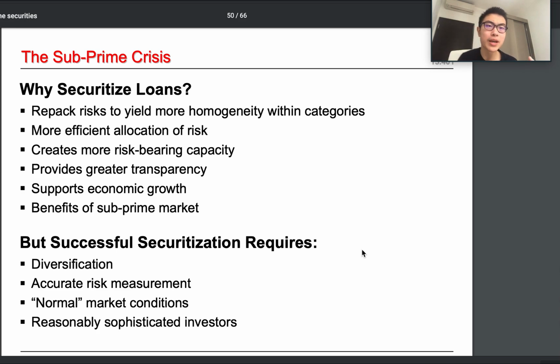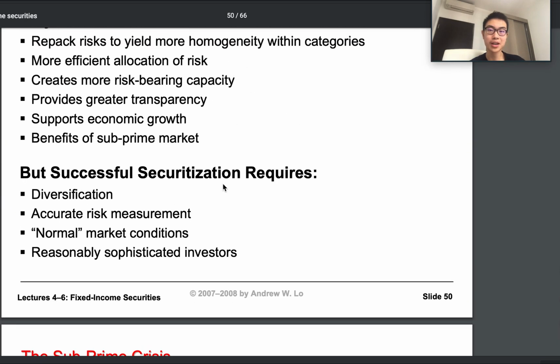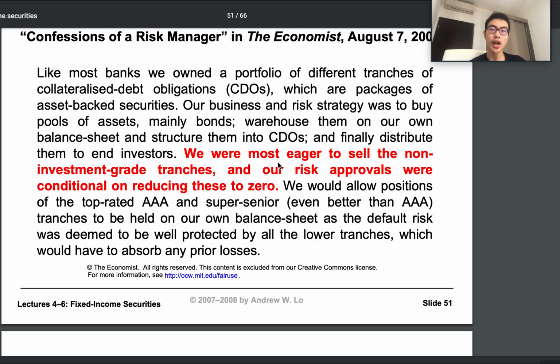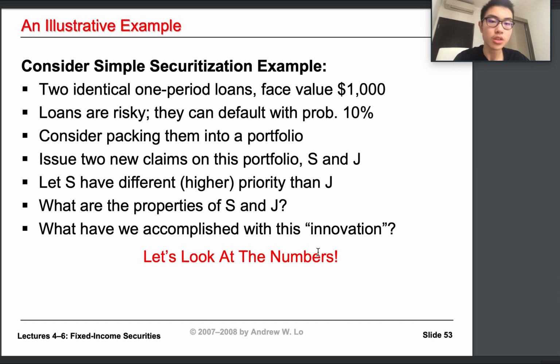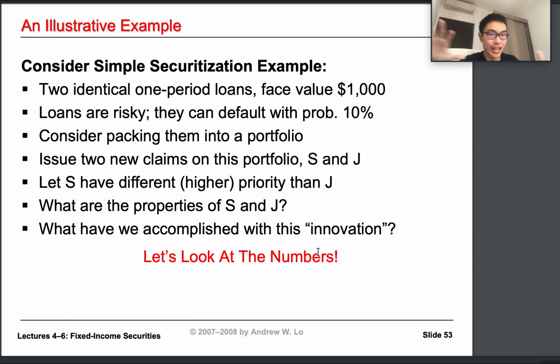Securitization basically refers to the market repacking risk to yield more homogeneity within categories. So we have a more efficient allocation of risk, we're creating more risk-bearing capacity, we're providing greater transparency, and so on. However, we require diversification and accurate risk management, otherwise securitization is not going to really work. I'm going to go back to this slide after I show you this example, and I'll let you read the sentences later on. But now I'm going to show you a really interesting example.